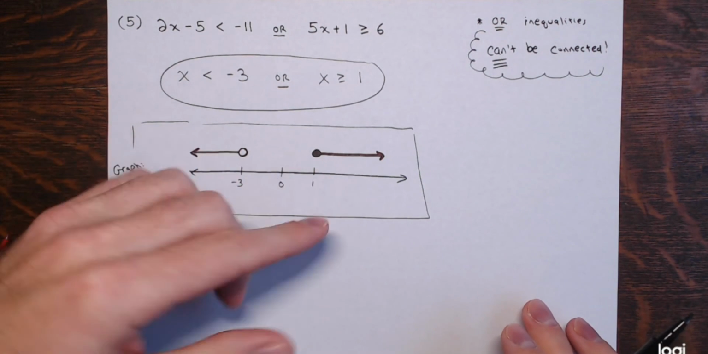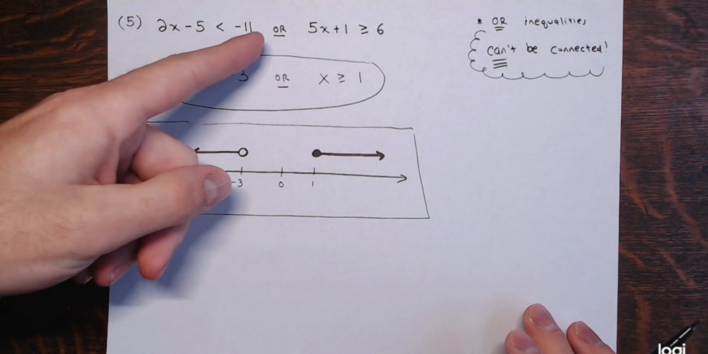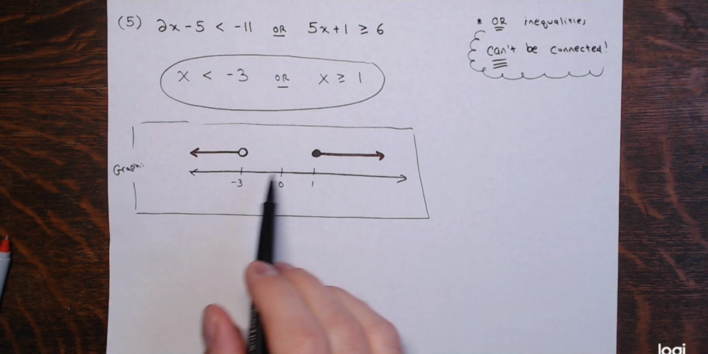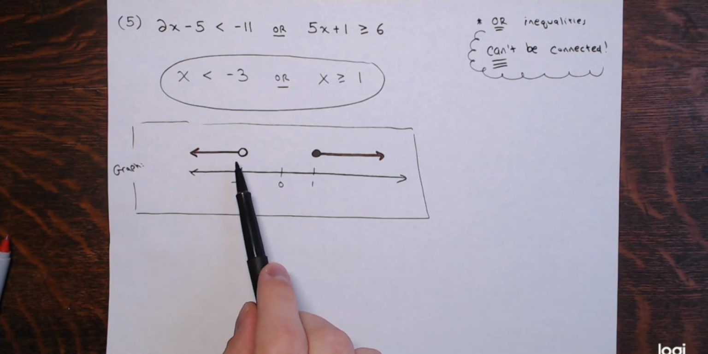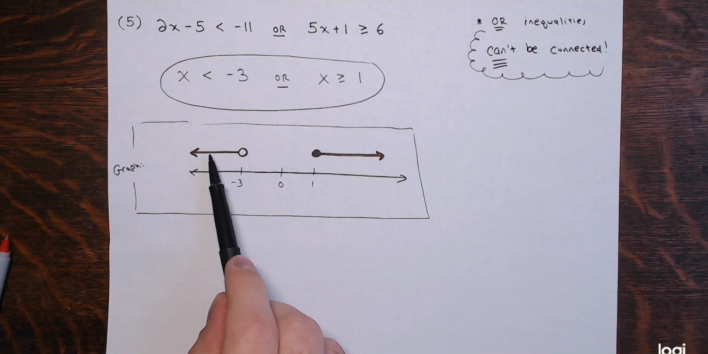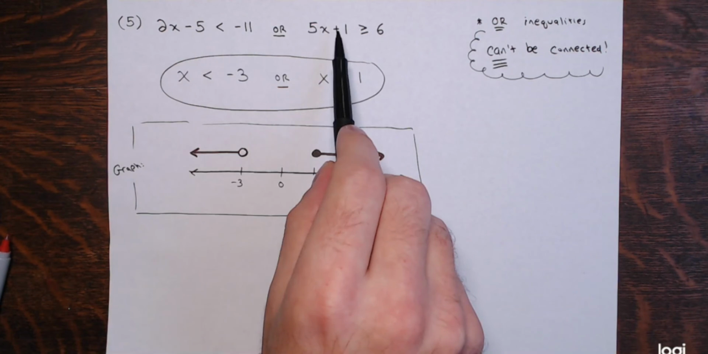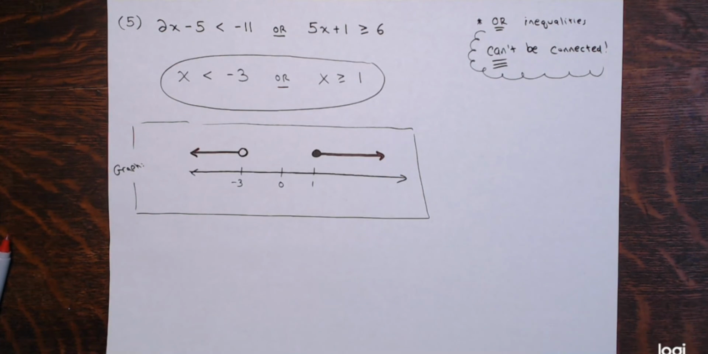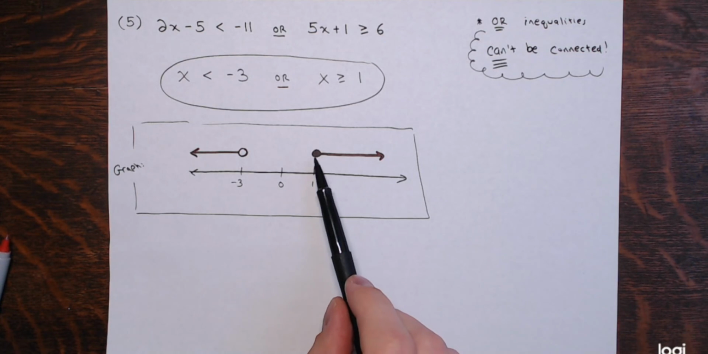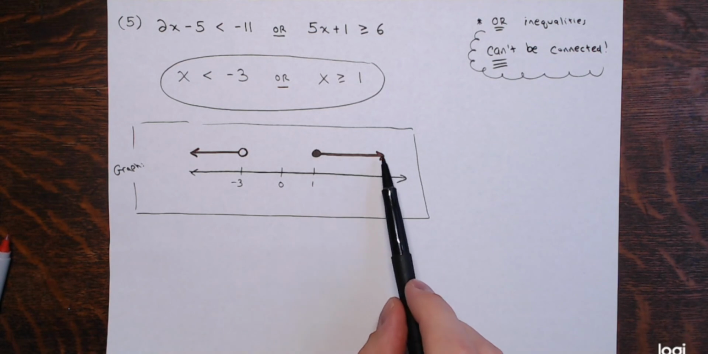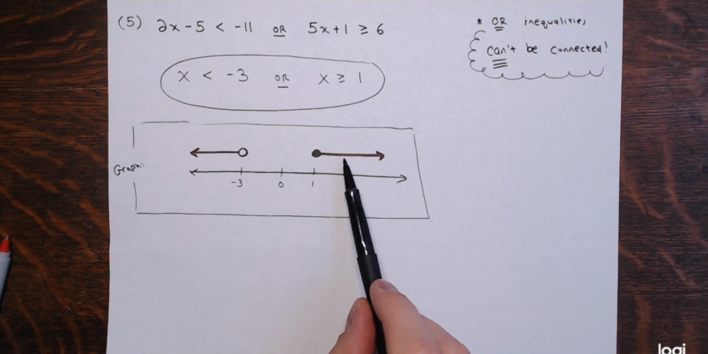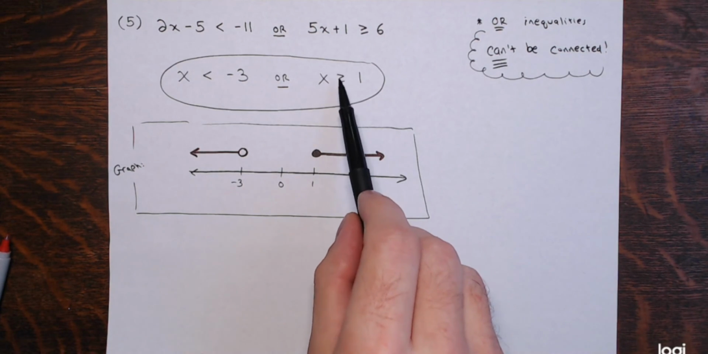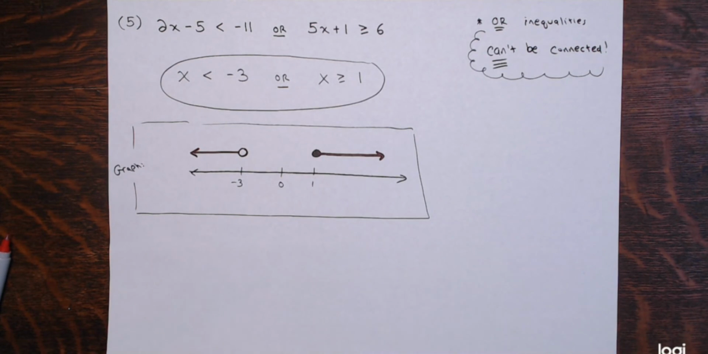Every single one of these numbers will satisfy at least one of these inequalities, or both. Actually, none of them satisfy both, but test it out. I leave it to you. Take any number less than negative 3, negative 3.1, negative 4, negative 5, plug them in for x, and you'll see the left inequality is satisfied. That's all you need. All you need is at least one of them to be satisfied for a number to be considered a solution to an OR inequality. And take the number 1 and any numbers greater than 1, 1.3, 1.5, 2, 3, 4. They'll satisfy the right inequality, so they'll satisfy the compound inequality.